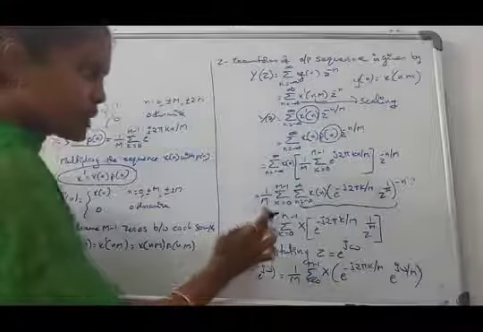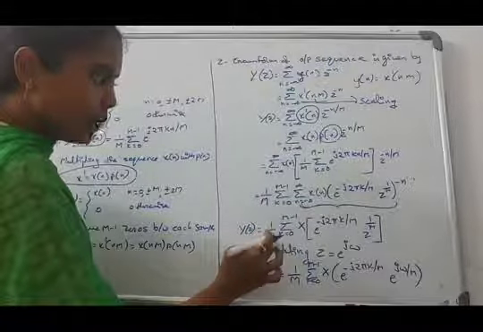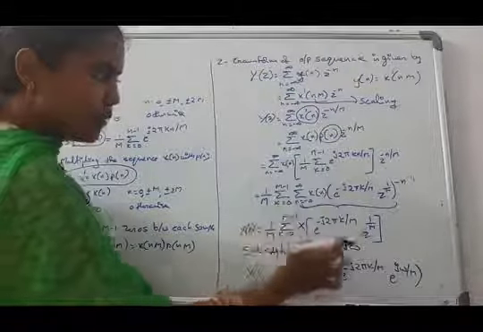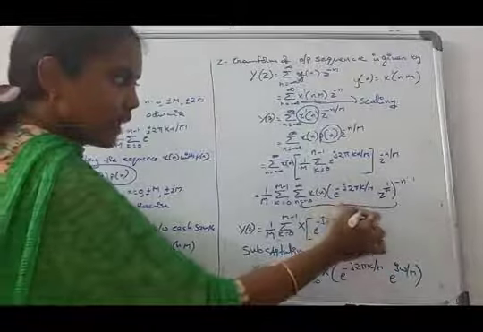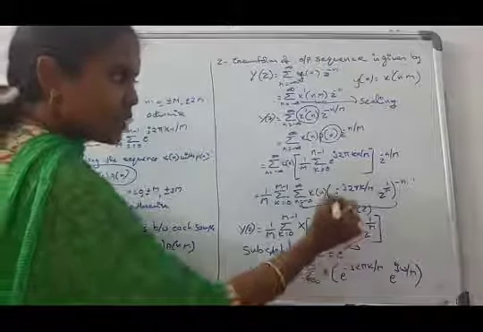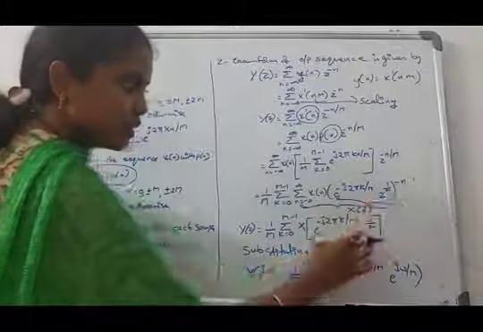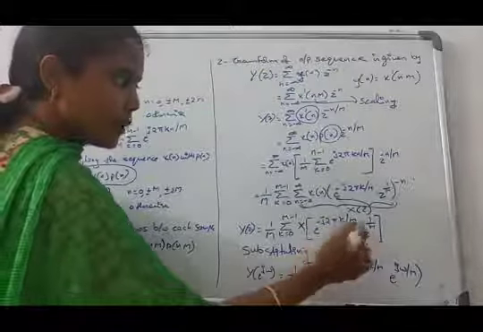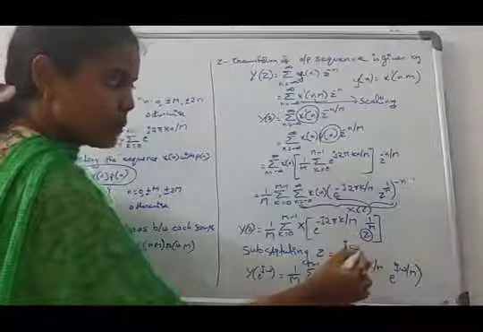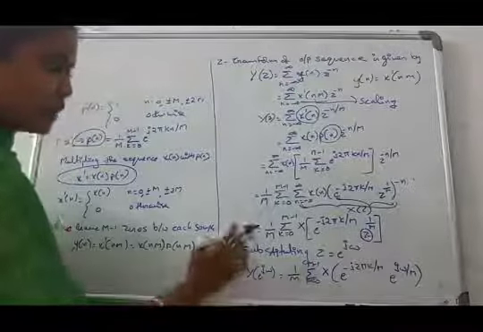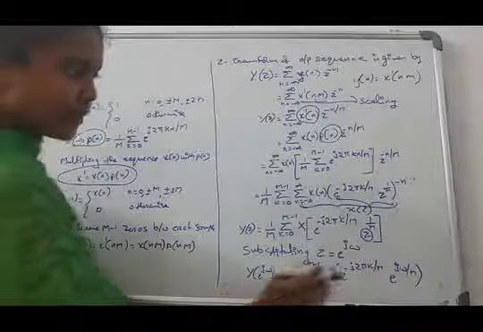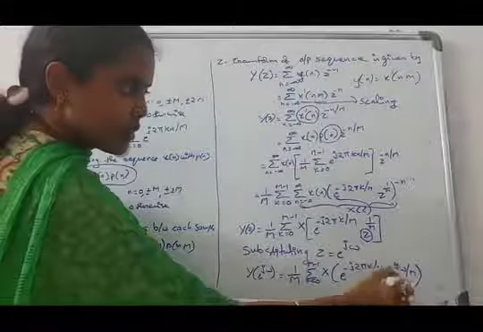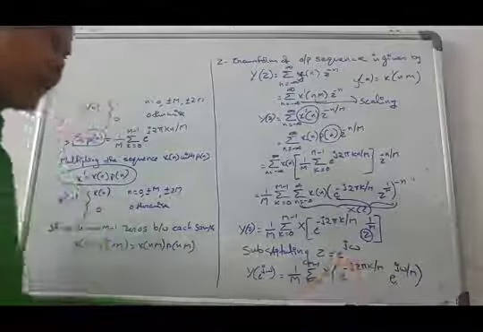So y of z is equal to summation 1 by m, k is equal to 0 to m minus 1. This is like x of z. So in place of z, this is the term. Now replace z is equal to e power j omega. Now z is equal to e power j omega, and here also, in place of z, substitute e power j omega divided by m.